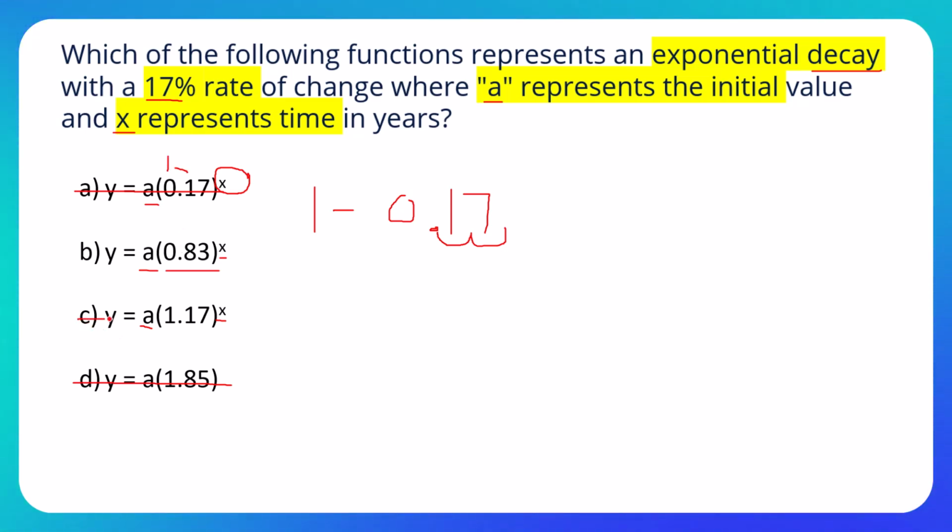Okay, this is adding 0.17 to 1. So B is the equation, the way that we set this up with that information.